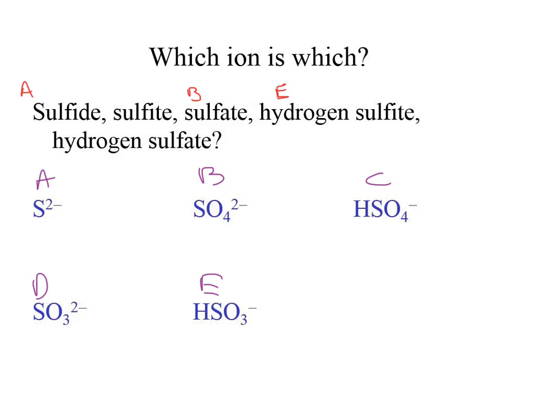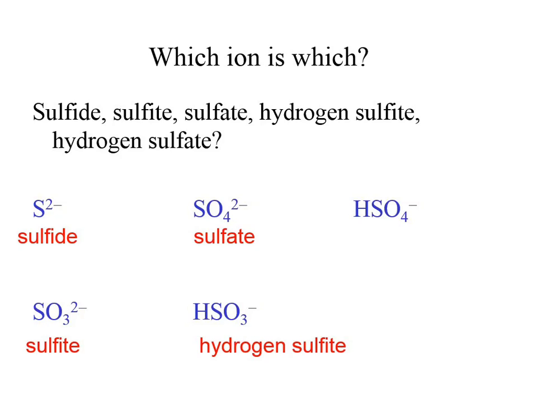Yep. Annoying. Shelby, hydrogen sulfate. C. It is C. Seems like we're missing one up there. We're missing sulfite, right? Ugh. No, I missed it. So which one's sulfite? D. It is D. Very good. Cool. You got it.